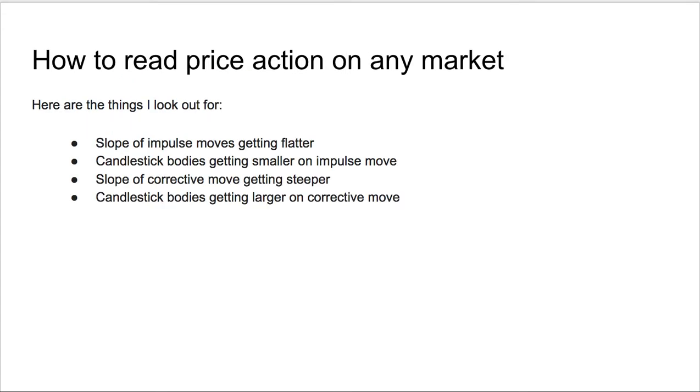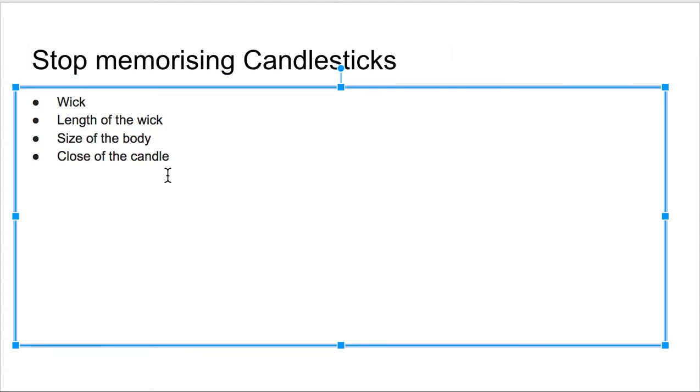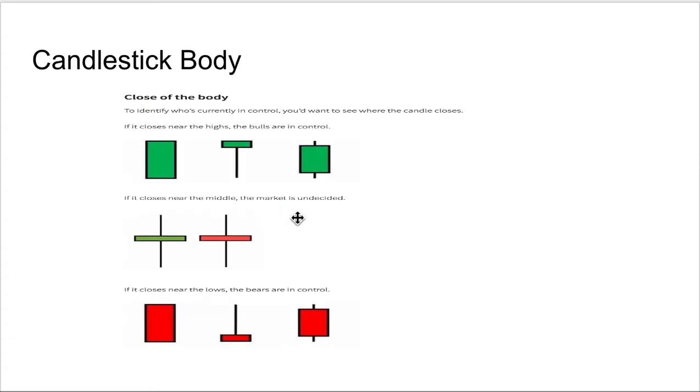Now in terms of memorizing candlesticks, there is really no need to memorize them. You just have to understand how candlesticks are structured: the length of the wick, the size of the body, and the close of the candle. Let me explain. A candlestick body means the price started at this point, it opened at this point, and by the close of the day, it was right over here.